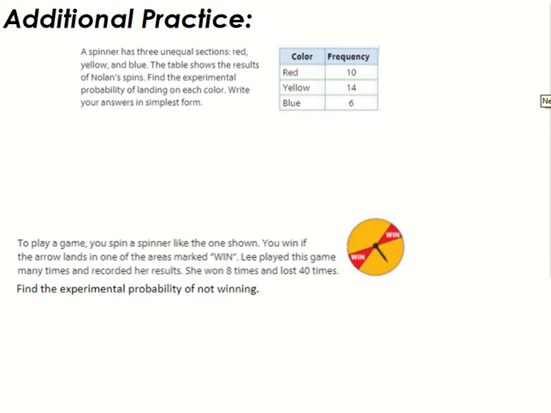All right, a spinner has 3 unequal sections, red, yellow, and blue. The table shows the results of Nolan's spins. Find the experimental probability of landing on each color. And it even reminds you to put them in simplest form this time. Okay, so we need the total, so we're going to add that again to our table. 6 and 4 make 10, and then 1, 2, 3.